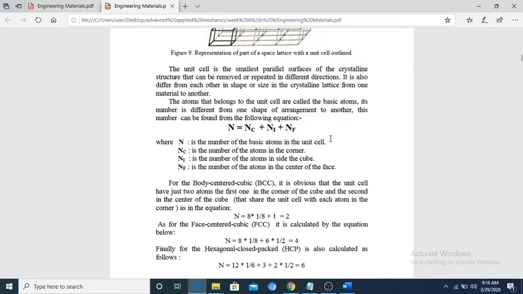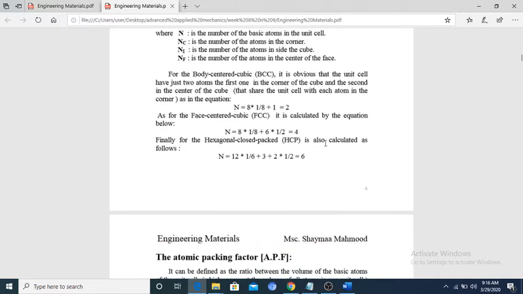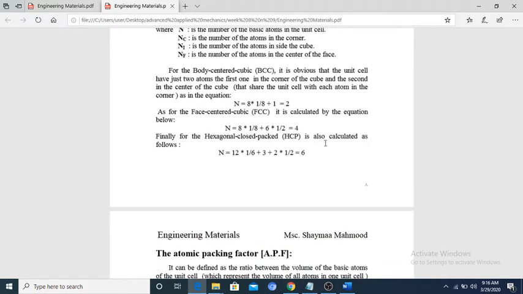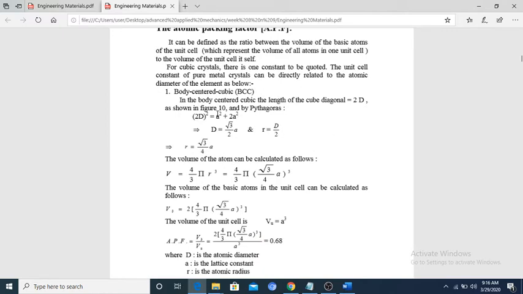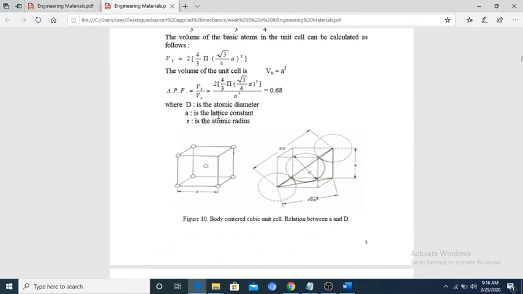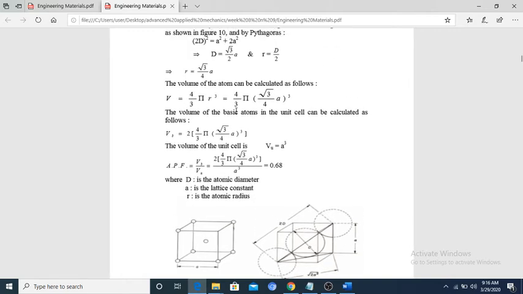These numbers can be found from the following equation. N is the number of basic atoms in the unit cell. Nc is the number of atoms in the corner. Ni is the number of atoms inside the structure. And Nf is the number of atoms in the center of the face. So you can go through this. This is the formula for figure 10, the body-centered cubic. How to calculate this?